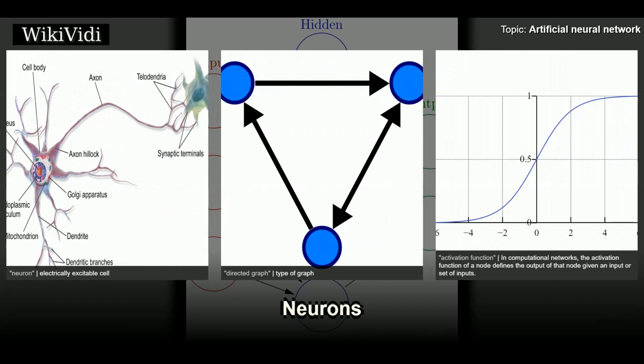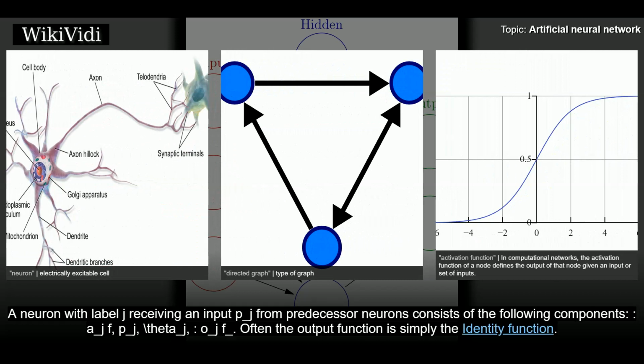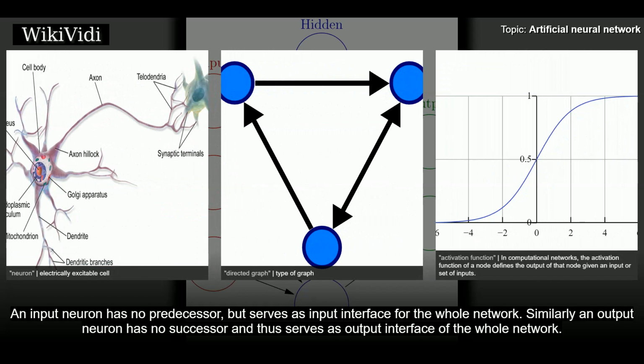Neurons. A neuron with label j receiving an input p_j from predecessor neurons consists of the following components: an activation a_j, a threshold θ_j, an activation function f, and an output function f_out. Often the output function is simply the identity function. An input neuron has no predecessor, but serves as input interface for the whole network. Similarly, an output neuron has no successor and thus serves as output interface of the whole network.